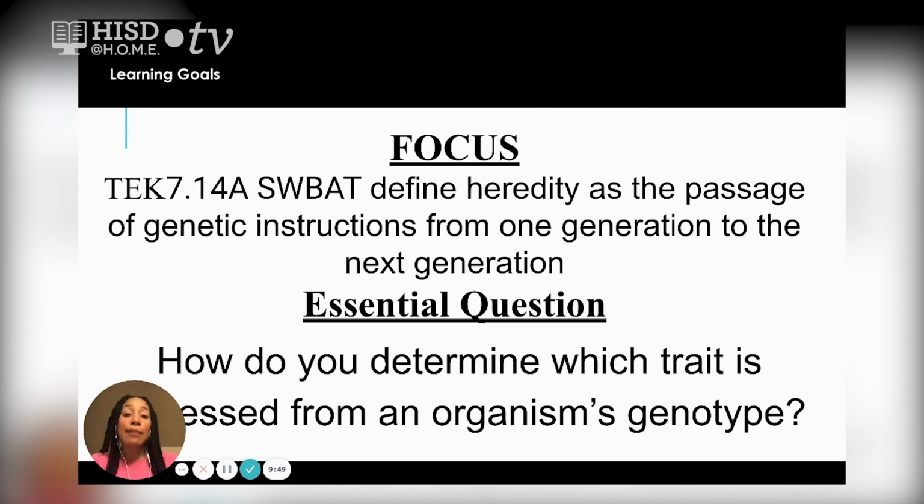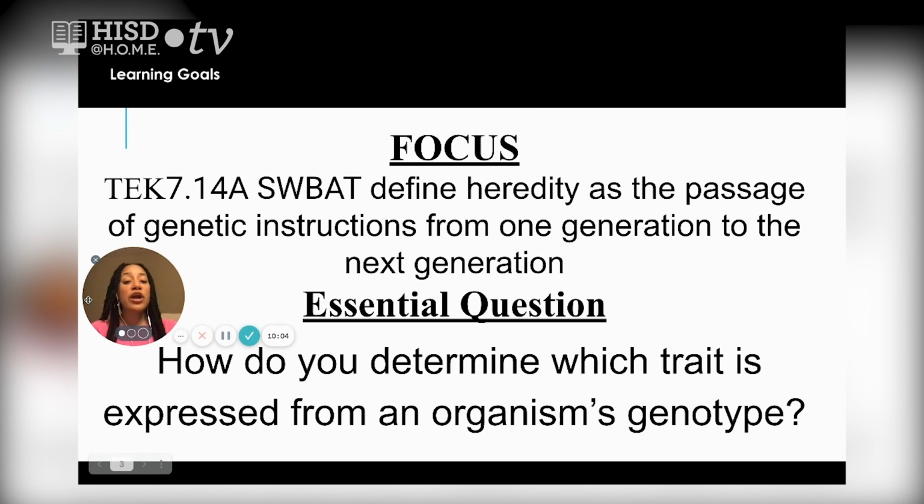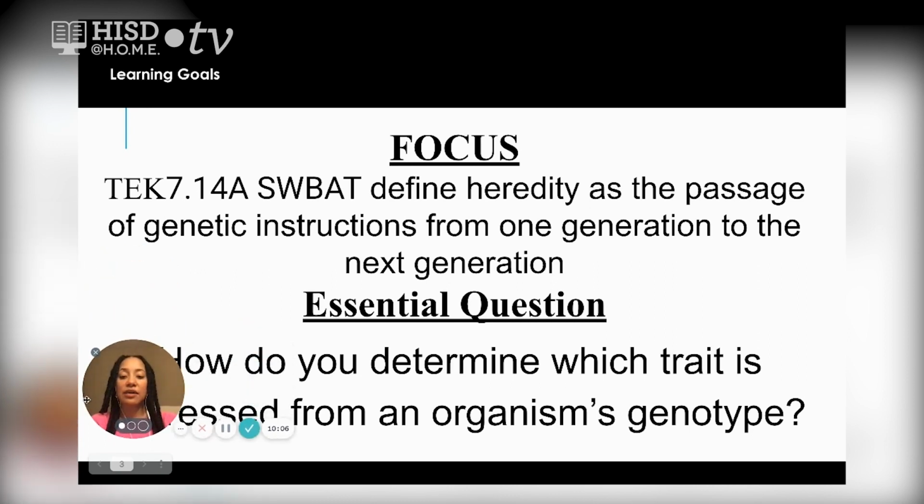So in this objective, we're talking about organisms who reproduce sexually and how they pass their genes on from one generation to the next. The essential question: how do you determine which trait is expressed from an organism's genotype?